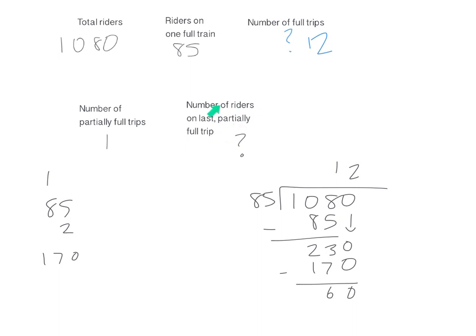But how about the number of riders on the last partially full trip? Well, if we filled up 12 trips with 85 people, it means there's a remaining 60. And that's not just an arbitrary number, that's actually our answer. That is the number of riders on that last partially full trip.